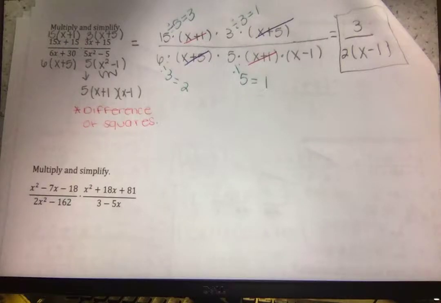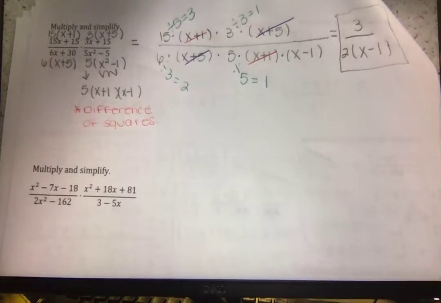How do we feel so far? If you know factoring stuff, how do you feel? Shouldn't be too bad. Just canceling out, which is the fun part. All right, so last multiplying one.